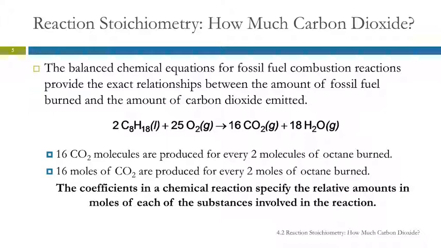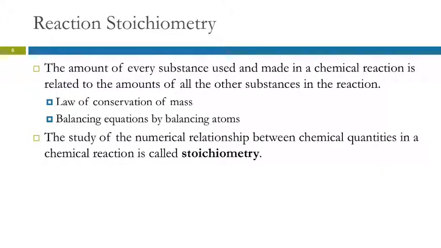And this is very, very useful. It might make the math simpler if it was in grams, but it just doesn't work out that way. So the amount of each substance used and made is related to the amounts of the other substances used and made. The law of conservation of mass says we can't create or destroy matter. So the mass we start with is the mass we end up with. When we balance equations, we do so by balancing the atoms, because that's what is happening in the reaction. Individual molecules and atoms are reacting in particular ratios.